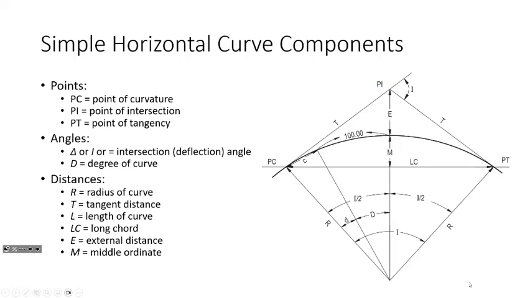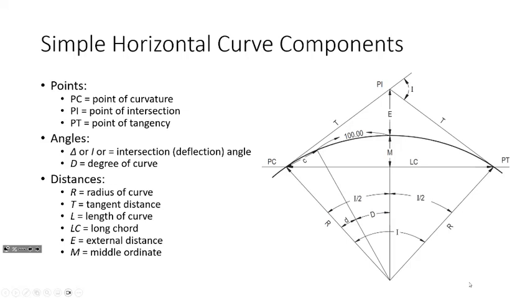Okay? Now, there's a lot of stuff here on this diagram, so I'm going to break it down into something a bit more digestible, okay? I split it up into points, angles, and distances. So for points, there are three that I would say are the most important: the PC, the PI, and the PT. Ironically, I'm not mentioning this point right here because from a staking perspective, we actually don't need to stake it out, and there are often cases where this point is in the middle of a mountain, so we wouldn't stake it out even if we wanted to. I'm more interested in just staking along the curve. So the PC, the PI, and the PT are the ones I'm interested in.